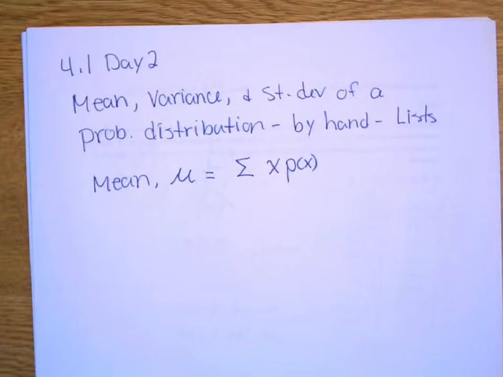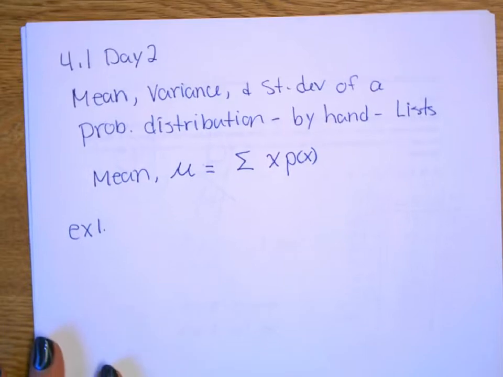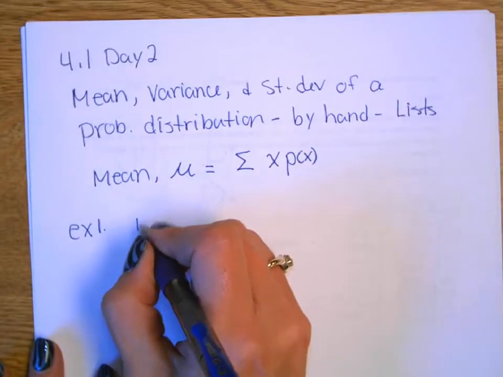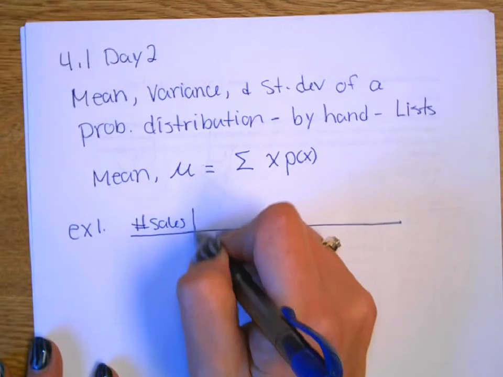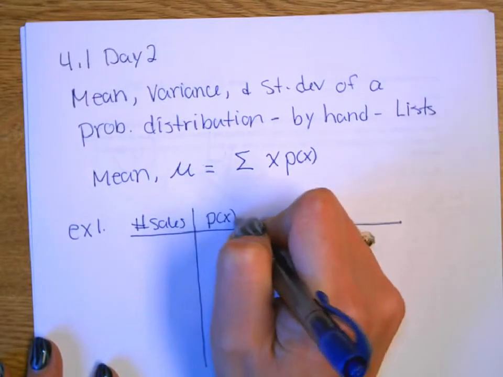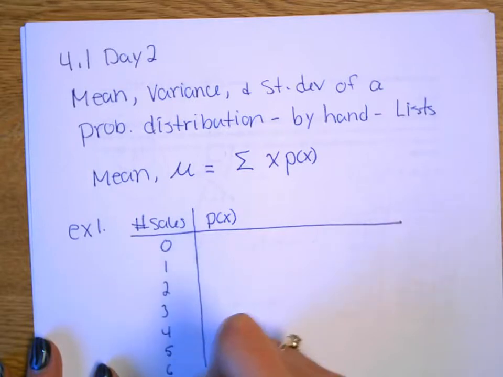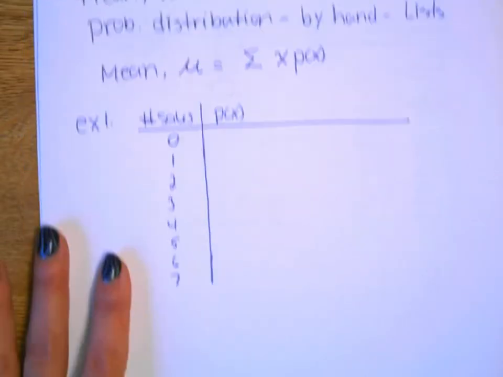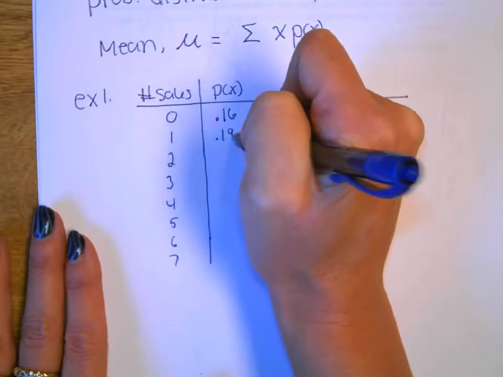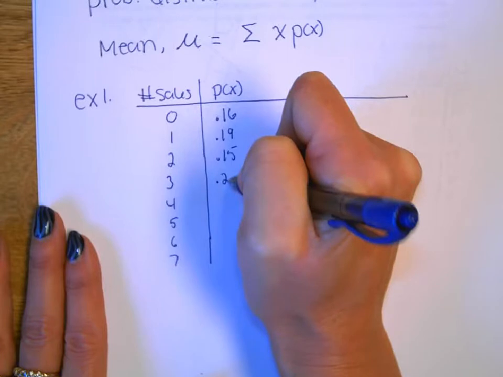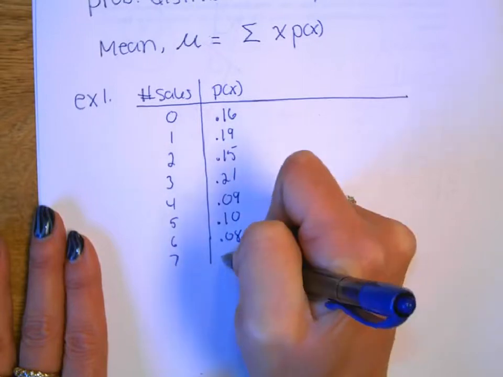Okay, so we are going to do this with lists. And we're going to use that same table we started, and we're going to add to this table too. It was the number of sales made. And then we found the probabilities yesterday, so we're just going to write them down. The probabilities. And they made from 0, 1, 2, 3, 4, 5, 6, 7 sales. So I'm just copying this as information from yesterday. And then the probabilities were 0.16, 0.19, 0.15, 0.21, 0.10, 0.08, and 0.02.